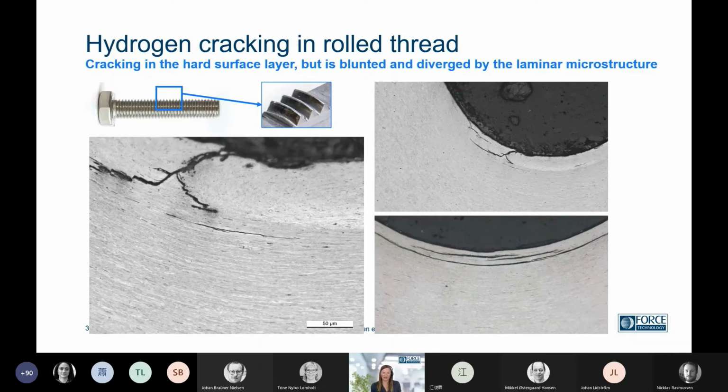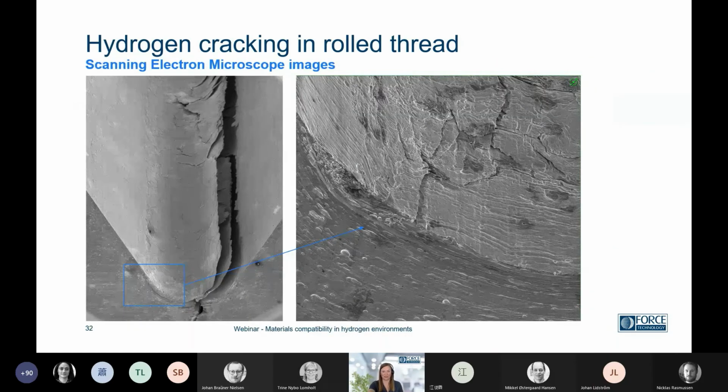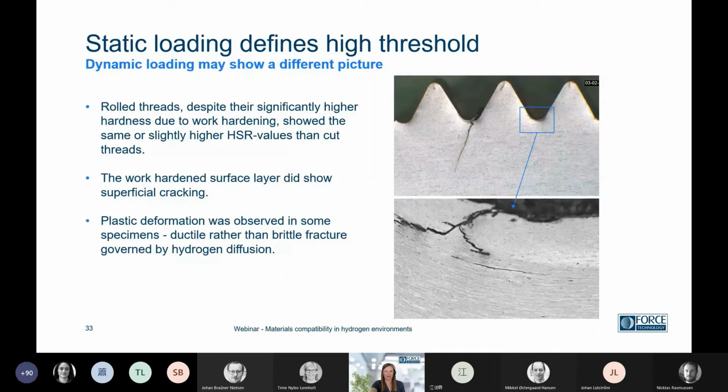So it is not black and white. We can have high hardness, but if you have a laminar effect like this, it may actually inhibit crack growth to some extent. This is just some scanning electron images showing that cracking is primarily limited to the surface. And even plastic deformation occurred in some samples. So this is another aspect of hydrogen embrittlement testing.